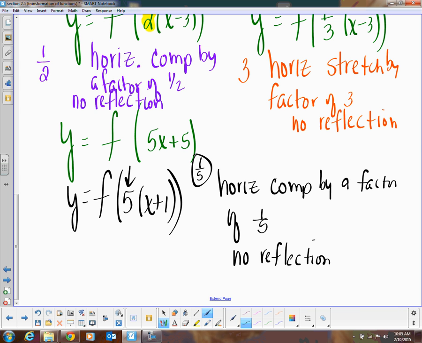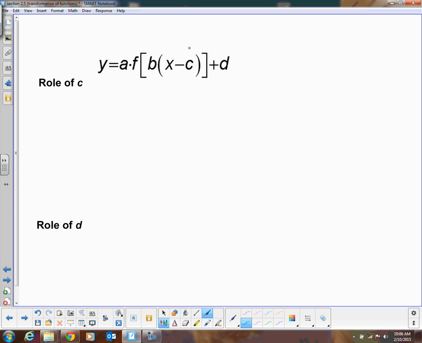A and B, I think, is... yeah, C and D are your shifts. But C is next to your X, which means it's going to not be what you think it is. X's are problematic. All right, so here is C.